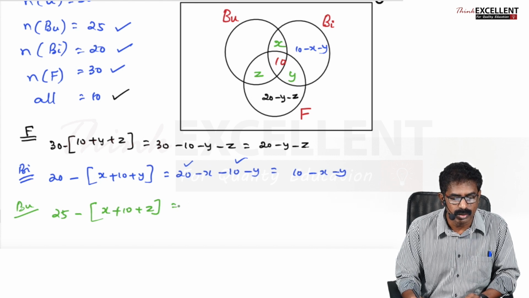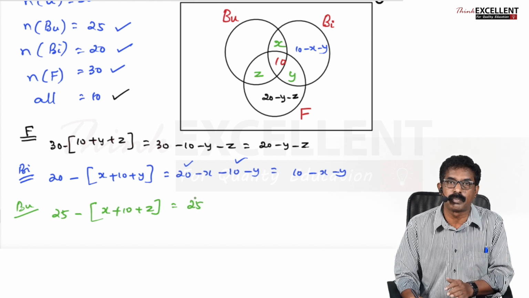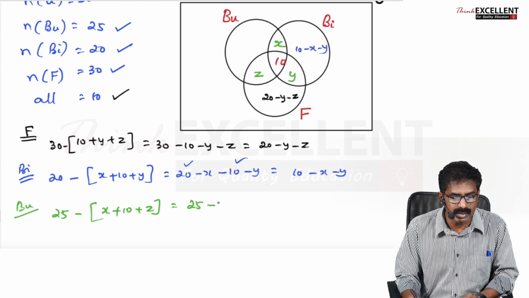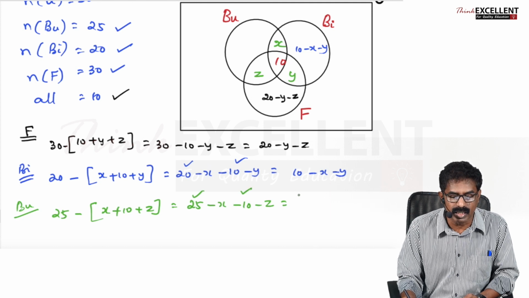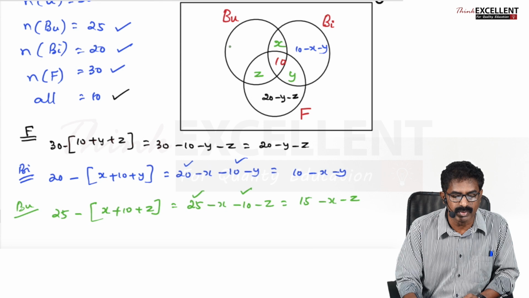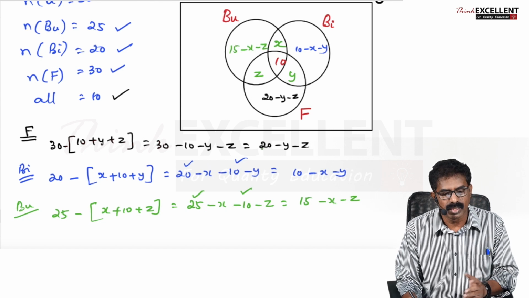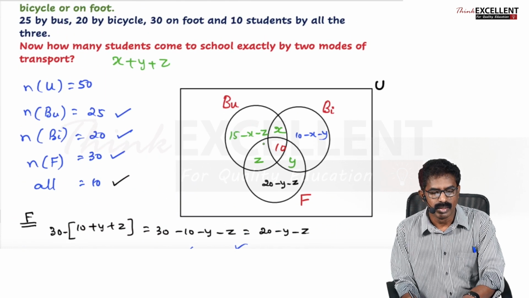So see what you get? 25. By that minus you multiply, you get minus x minus 10 minus z. Like terms 25 minus 10, what is that? 15 minus x minus z. That you write here, 15 minus x minus z. Now that's all. What do you do now?